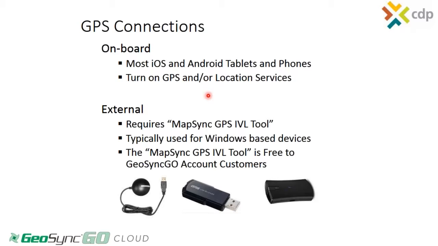The MapSync GPS IVL tool is free, as we mentioned, and it is available to our GeoSync Go customers, or all of our customers that need it. It is not currently downloadable from the website, so if you need the application to install, let one of your customer representatives or the support team know. You can request it through info@cdp-engineers.com, tech support at MapSync. Probably the easiest way to contact us is to email the request to tech support.